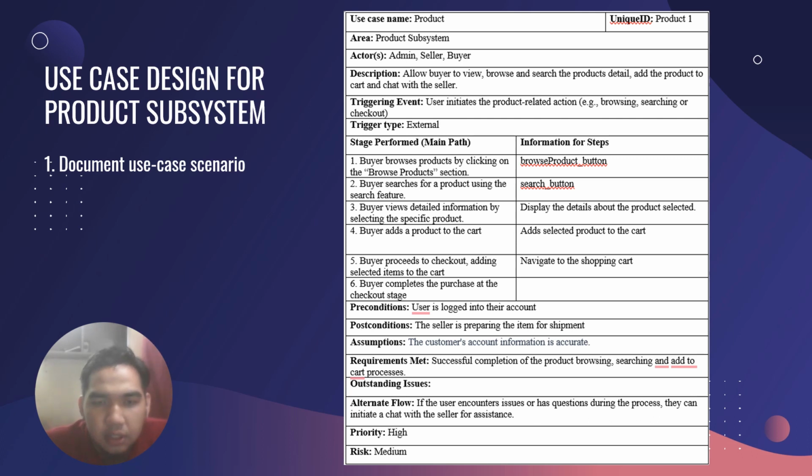For the precondition, the user is already logged in to the account, and we assume that the customer's account information is accurate. And then for the post condition, the seller will prepare the items for shipment. And for the alternative flow, if the user encounters any issue or has a question during the process, they can initiate a chat with the seller for assistance.